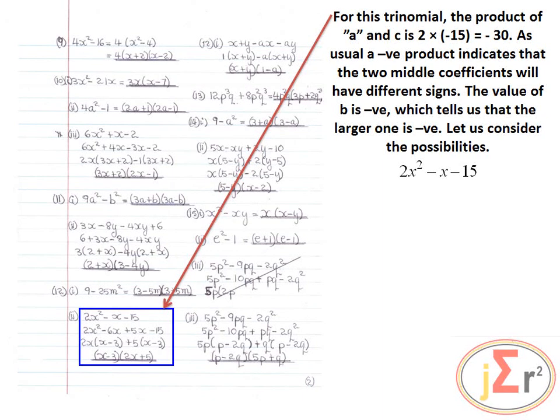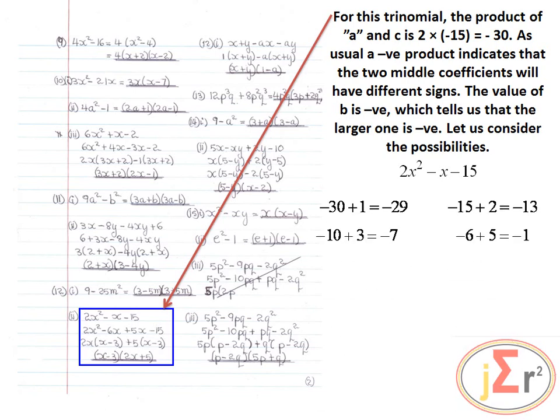So the product is negative. The two numbers will have different signs. The sum, which is B, the coefficient of the middle term, is negative. Therefore, when we add them, the result is negative, telling us that of the two numbers that have different signs, the larger one is negative. Those are all of the possibilities.